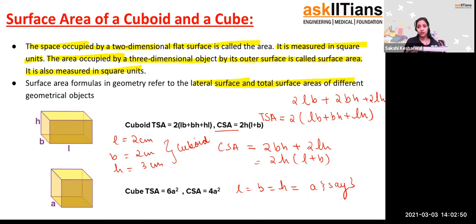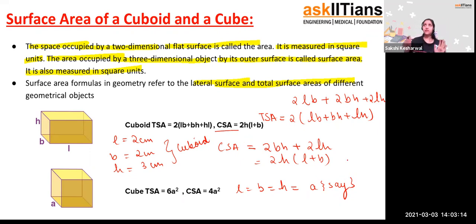A cuboid has 12 edges: 1, 2, 3, 4, 5, 6, 7, 8, 9, 10, 11, 12. 12 edges, right? So if I ask you the length of all the edges, first let's go to the cube. Cube means all the sides and all the lengths are equal.